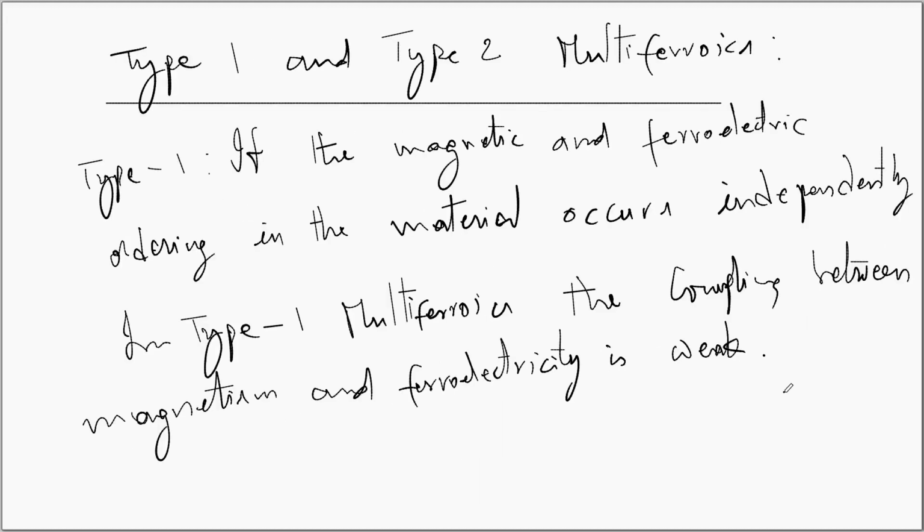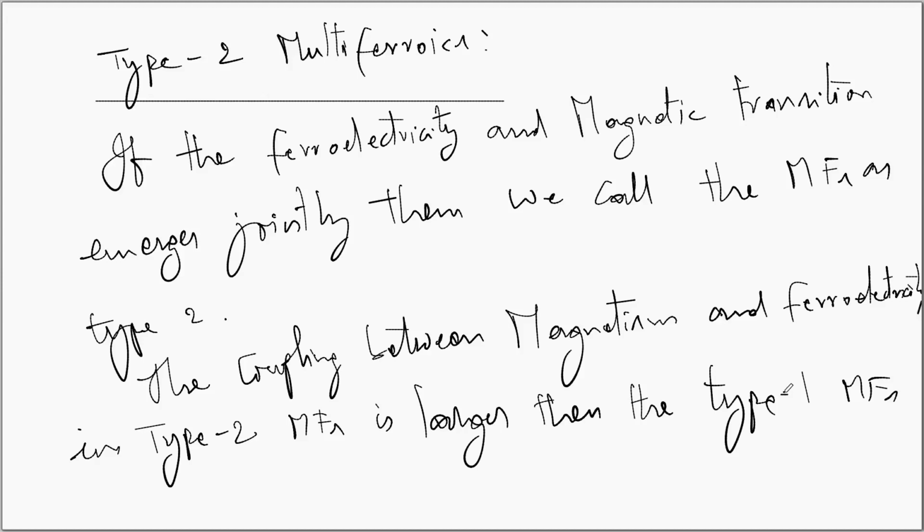Type 1 and type 2 multiferroics we have seen. If the magnetic and electric ordering in the material occurs independently, then we call such multiferroics type 1. In type 1 multiferroics, the coupling between magnetism and electricity is weak. If the ferroelectricity and magnetic transition emerge jointly, then we call the multiferroics type 2. In type 2 multiferroics, the coupling between magnetism and ferroelectricity is larger than in type 1 multiferroics.